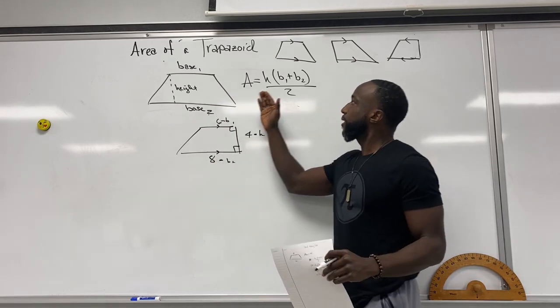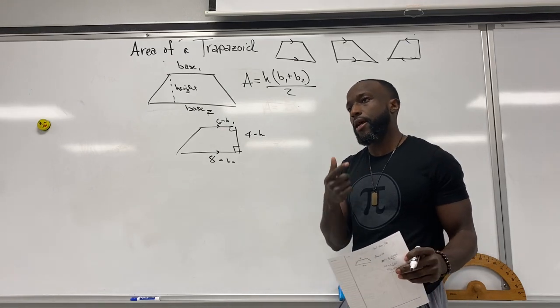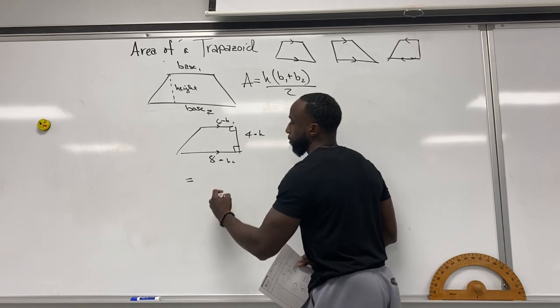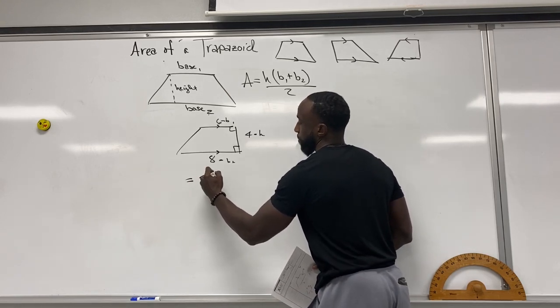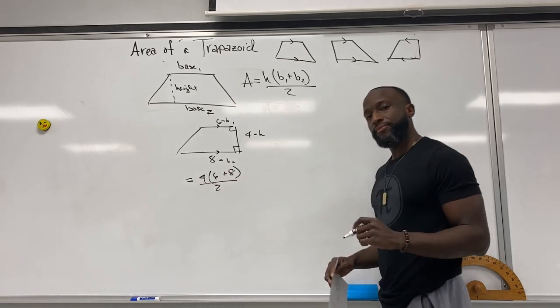We have everything we need. That's what's most important when finding an area: look and see if you have the things you need. In this case, we do. So we get the area equals the height times base 1 plus base 2, all over 2, okay?